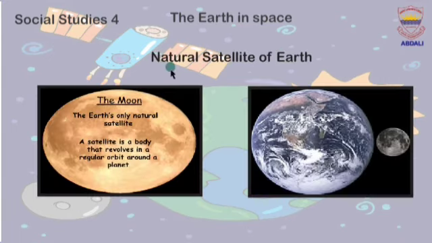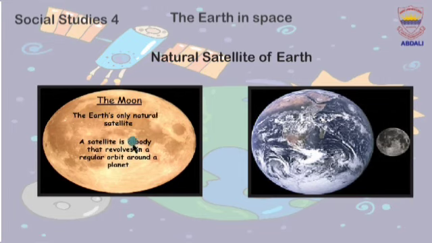Our next slide is about the natural satellite of earth. Do you know, students, what is a satellite? A satellite is a body that revolves in a regular orbit around the planet. And the moon is the Earth's only natural satellite.